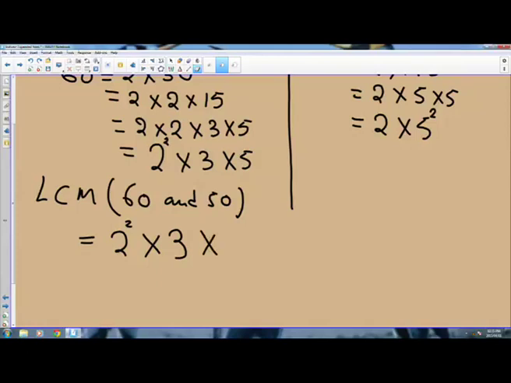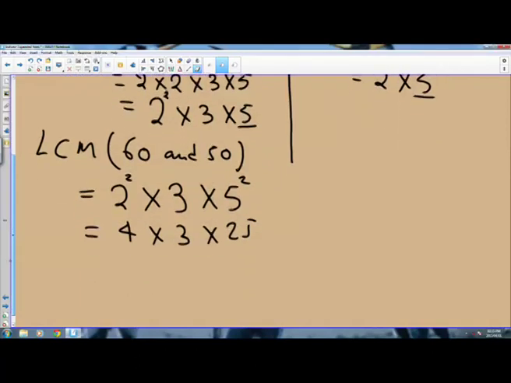times, and then there is a 5 here, and then another 5 here. This 5 is to the power 1, this is 5 to the power 2. So we'll take the one with the highest power. In this case it is 5 to the power 2. So what we have is 4 times 3 times 5 squared, which is 25. And then this will be 4 times 3 is 12, times 25. And then what is 12 times 25? We'll have to take our calculator and find out.